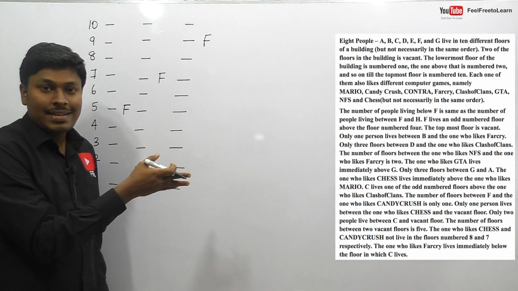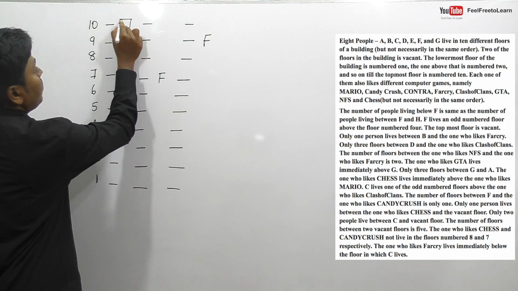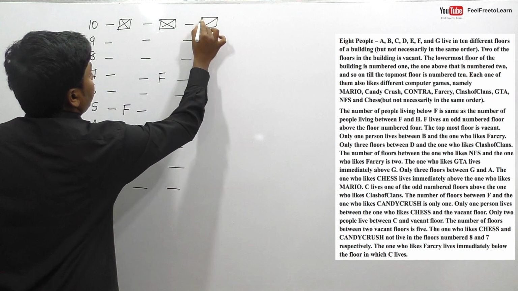Okay friends, the topmost floor is vacant. It's a direct statement, right? The topmost floor is vacant. So we can say that the topmost floor will be the 10th floor, and it is vacant.